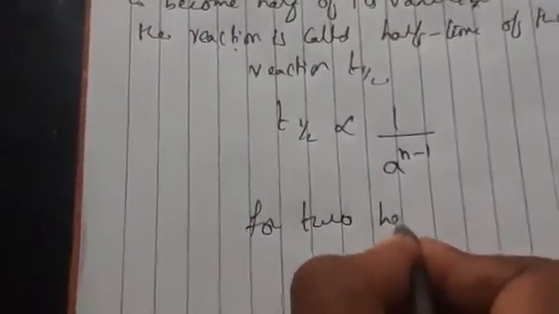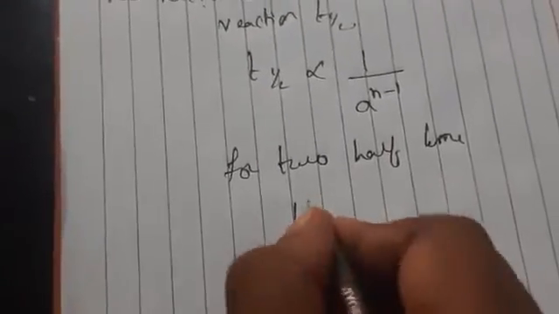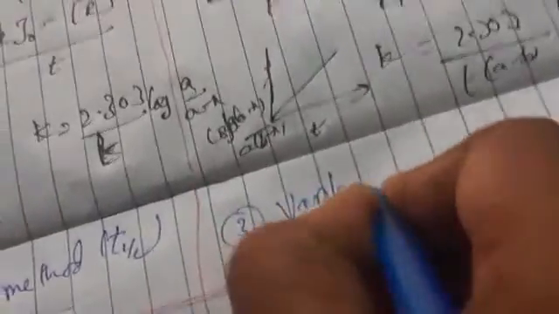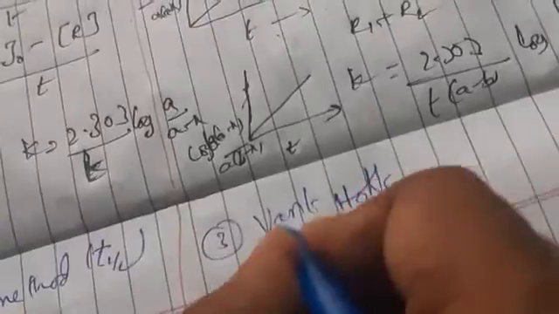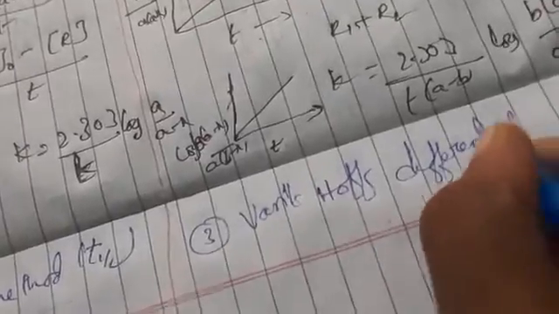So how is the order of the reaction determined? For two half times, t dash half by t double dash half equals a double dash by a dash to the power n minus 1. So if we take two half times, okay, this is the half-life period, and each will have a different half-life period. So the next method we are going to have is the Van't Hoff differential method.